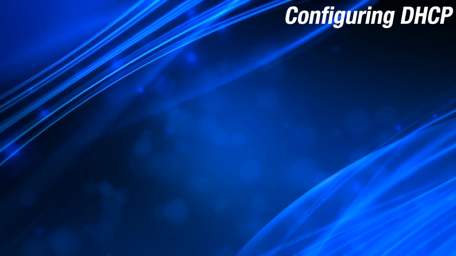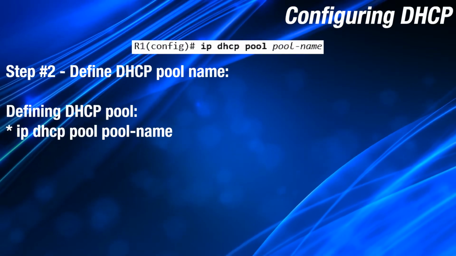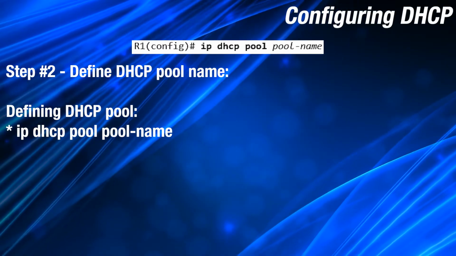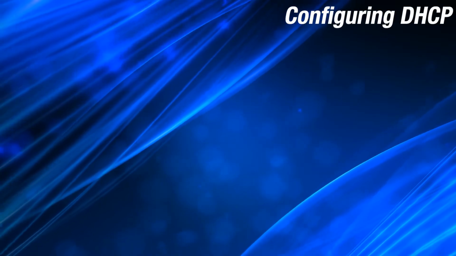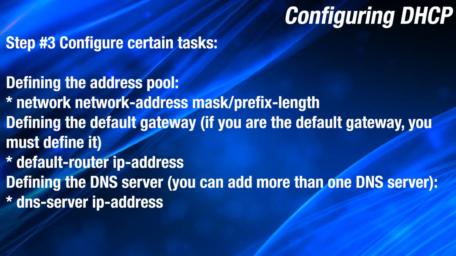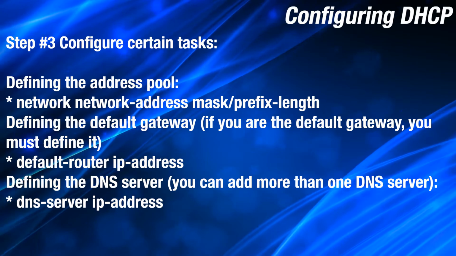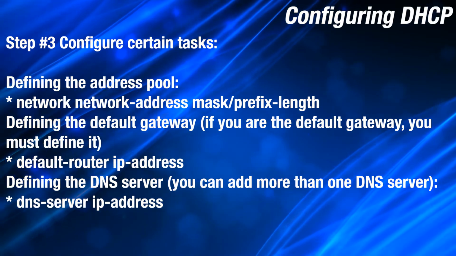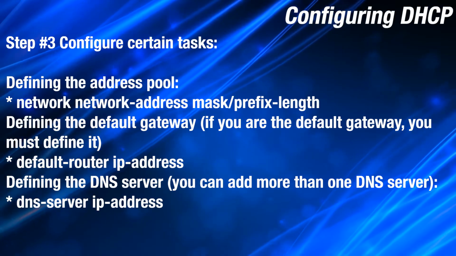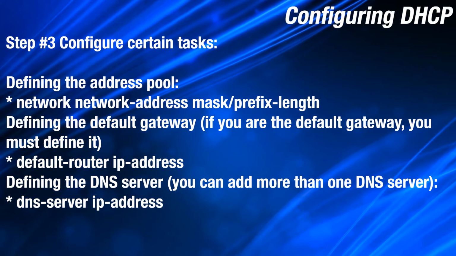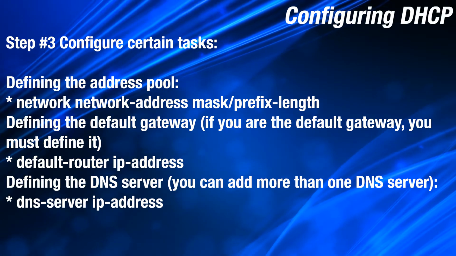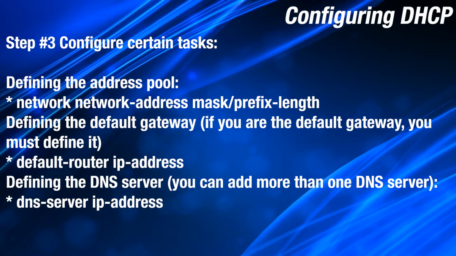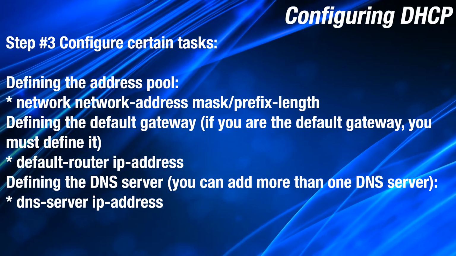After this, you have to configure the DHCP pool name. You can do this by typing ip dhcp pool followed by the pool name of your choice. From here, you can configure certain tasks, like the address pool and the default router or gateway. The address pool can be configured with a network number, followed by the subnet mask or prefix. You can also put down the default gateway with the default-router command, followed by the address of the default gateway. You can also add a DNS server with the dns-server command. Be sure to follow up on this command with the IP address of the DNS server.